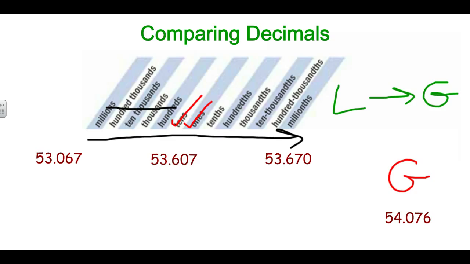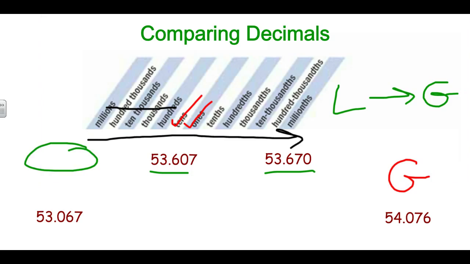We have to look at the tenths place next because, as we said, we're going from left to right. Here we have 2 numbers, underlined in green, that have a 6 in the tenths place, but we have one that has a 0 in the tenths place, which means that it is actually smaller than 53.607 and 53.670 because the tenths place is smaller. It is actually the smallest number that we have, so that is the least.